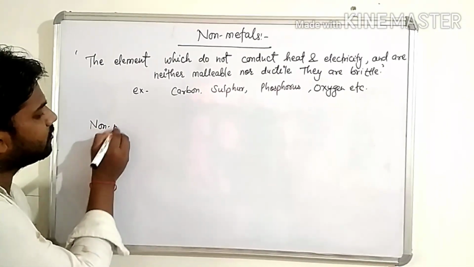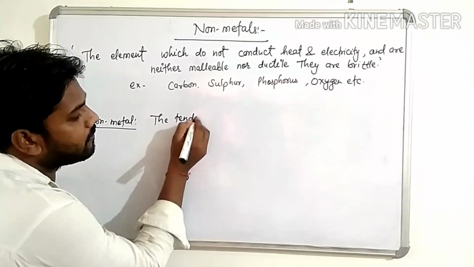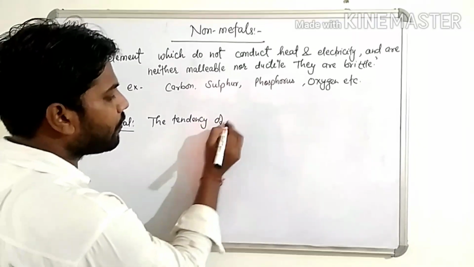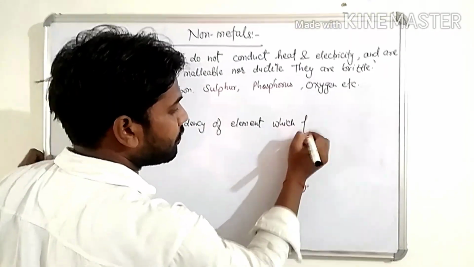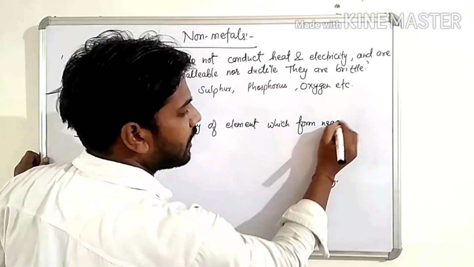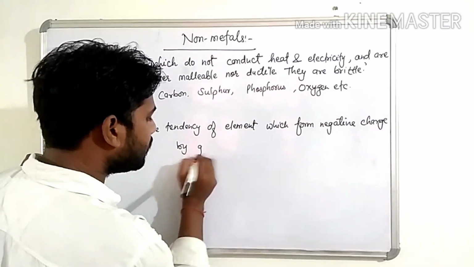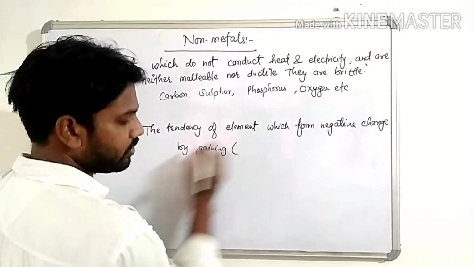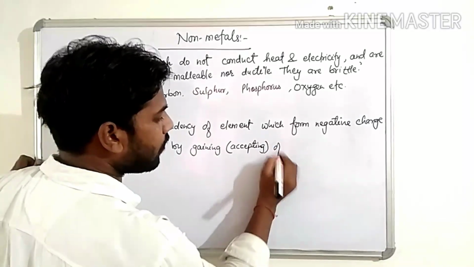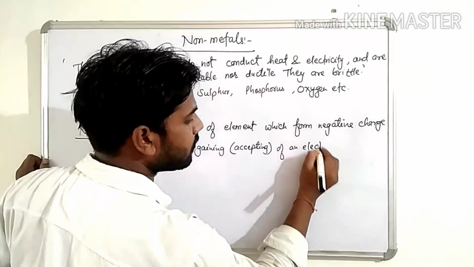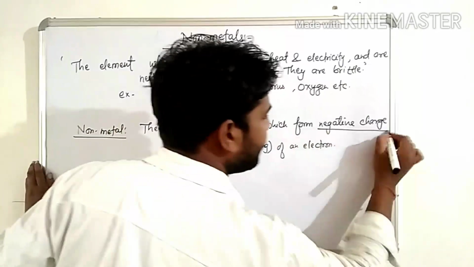So children, we can write non-metal, the tendency of elements which form negative charge by gaining, or you can say accepting, of an electron are called non-metals. They always form negative charge.